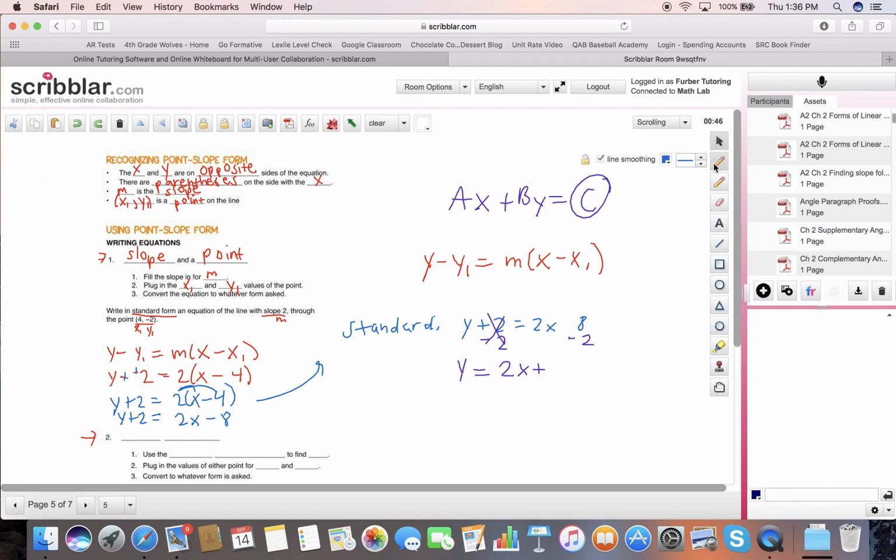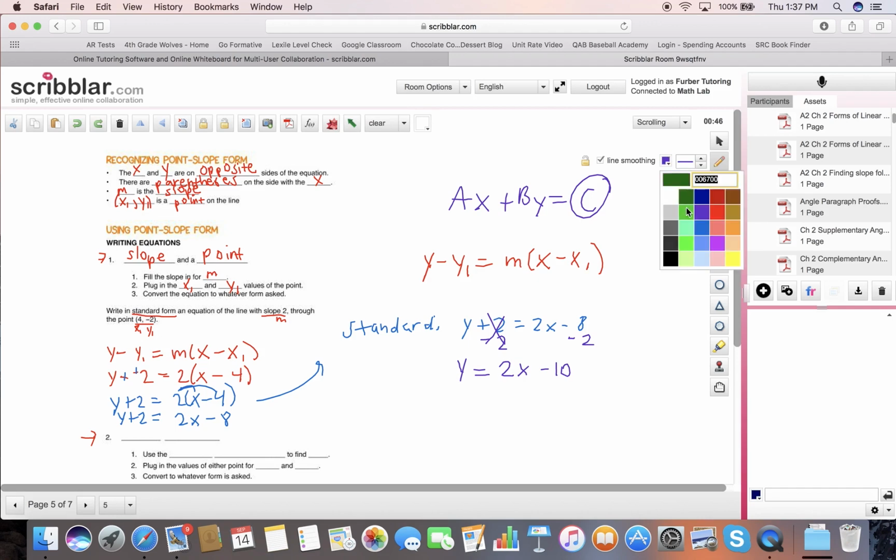Sorry, it was a minus. I did not see that. -8 minus 2 is going to make this turn to a plus as well, or to a minus, and that's going to be -10. Now, if I want to get this in standard form, this x term needs to move over here.